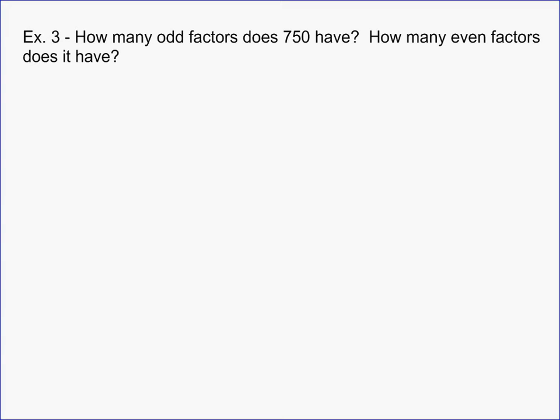Example 3 just says the same thing. How many odd factors does 750 have? How many even factors does 750 have? So now this is just asking us to do both. So we do our prime factorization of 750. 2 goes into 750. It only goes into it once, so that leaves you 375.